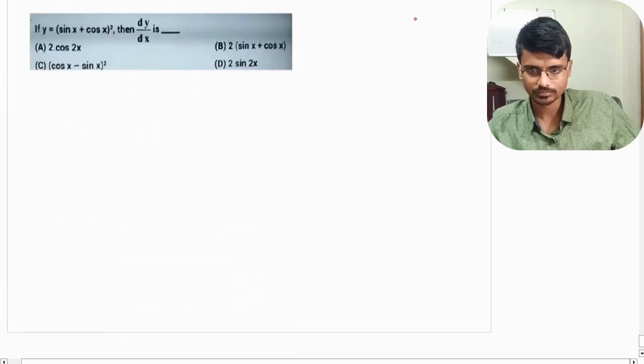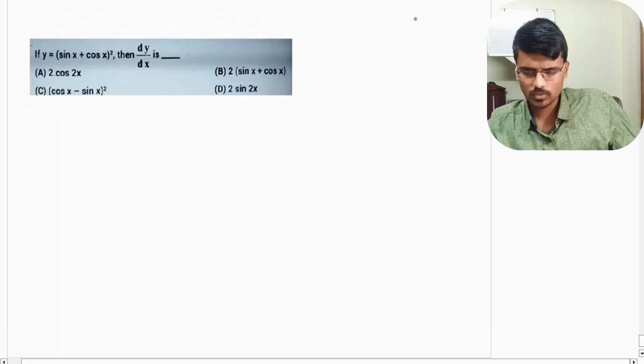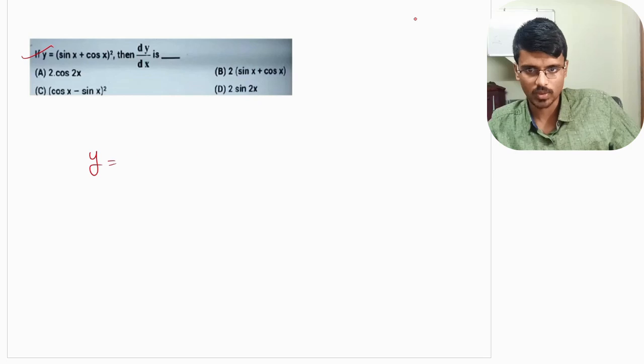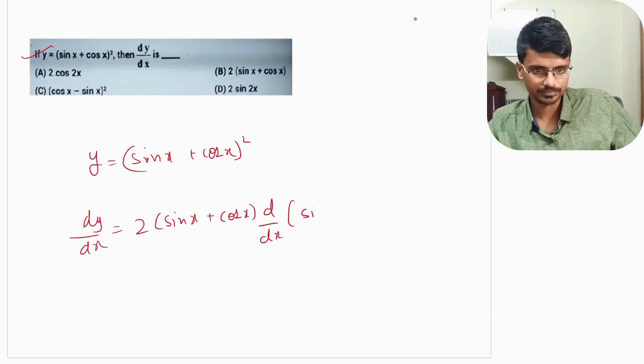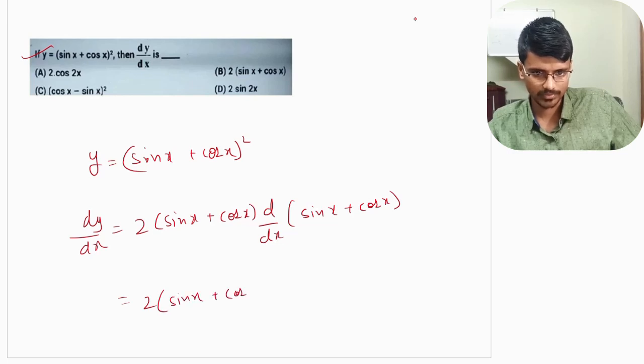Moving on. Again, this question is a direct application of the chain rule. Let's try and check that. y is equal to (sine x plus cos x) whole square. So the same thing. First, we'll do the power. The differentiation of the power gives 2 times (sine x plus cos x). Now the inside part, d by dx of the inside thing, sine x plus cos x.